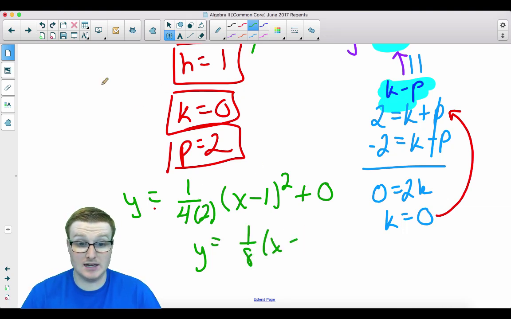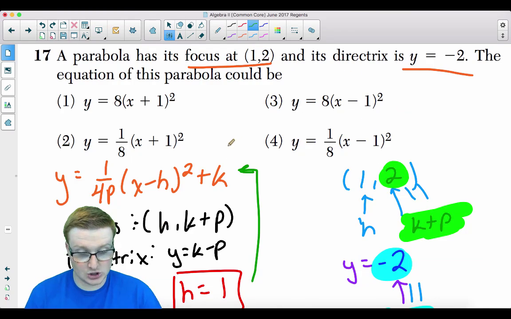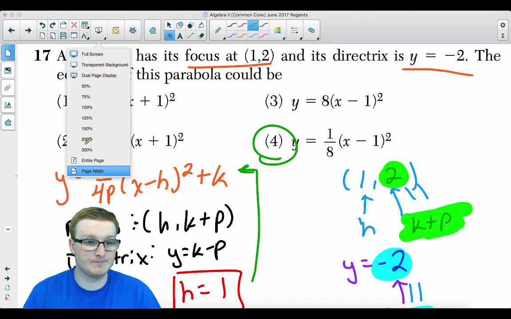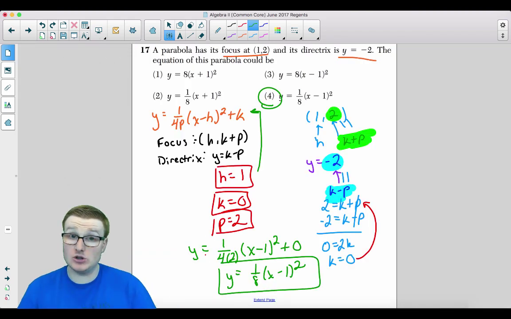First of all, I need to write that neater. Okay. Is that answer there? That answer is choice 4 for that question. All right, not too bad of a question. Make sure that you know focus and directrix and you'll be okay for the exam.